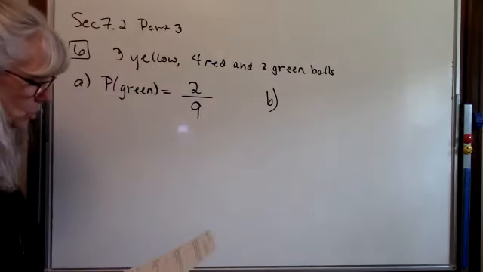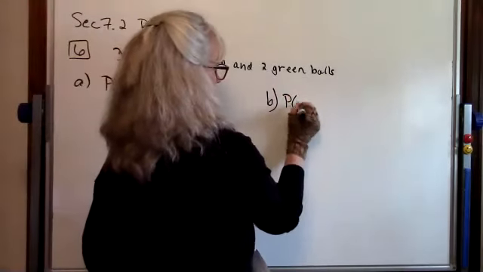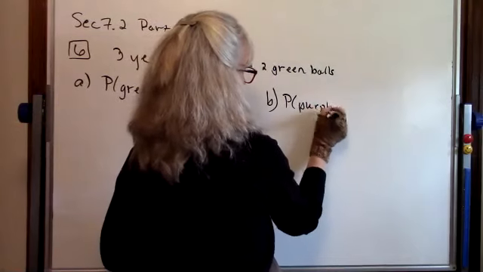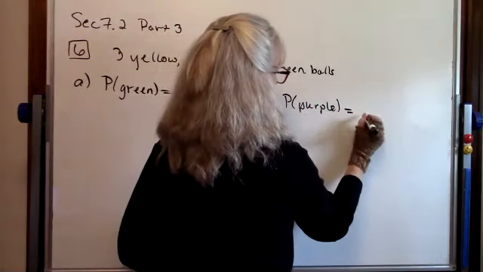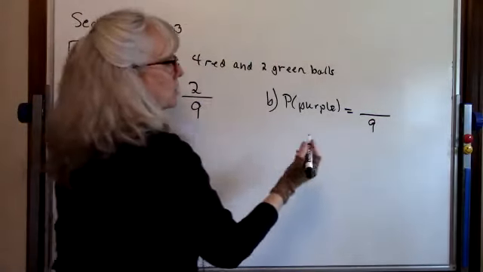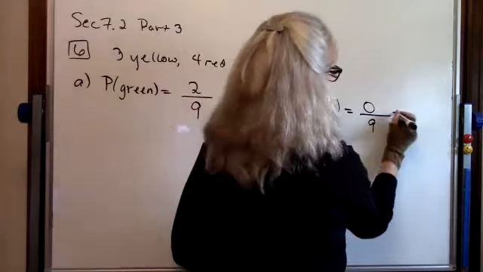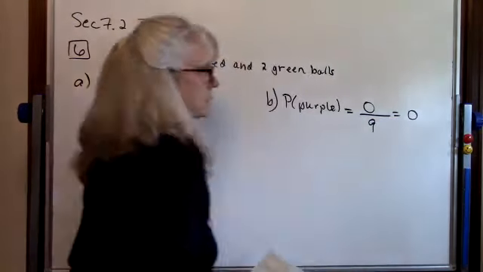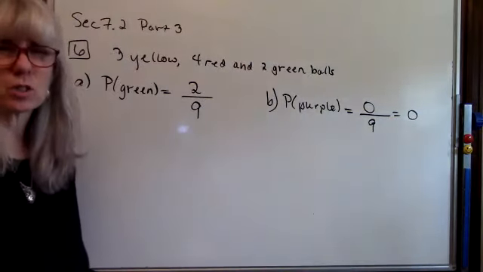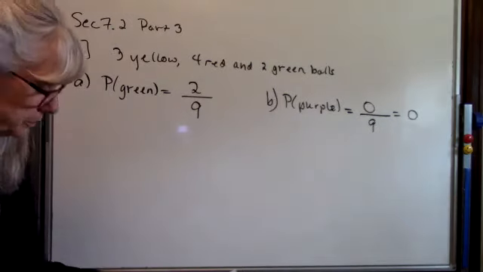Part B is asking, what's the probability of a purple ball? Purple? Well, we still have 9 balls in there, but none of them are purple. So this is what we call an impossible event, and that's 0. So the probability of getting a purple ball is 0 out of 9. It's not a trick question. It's just making sure you understand that that cannot occur, and it makes it impossible.